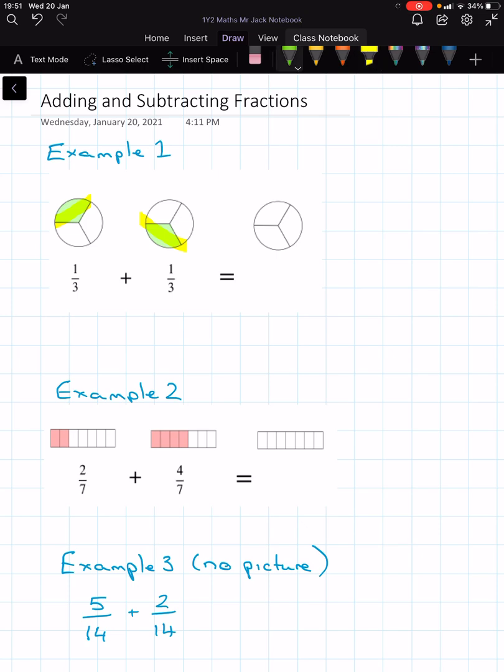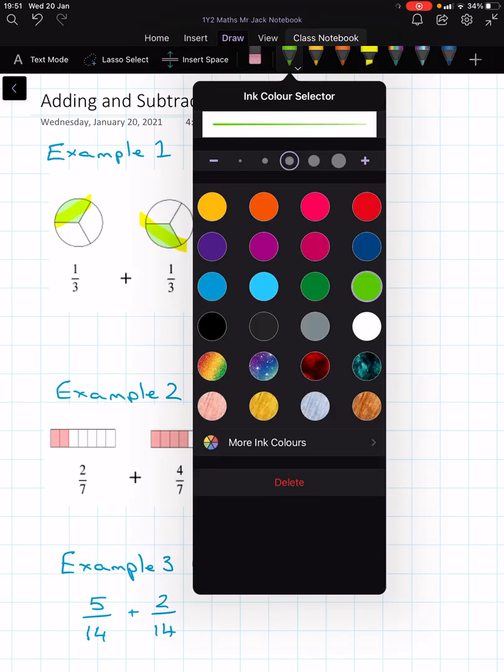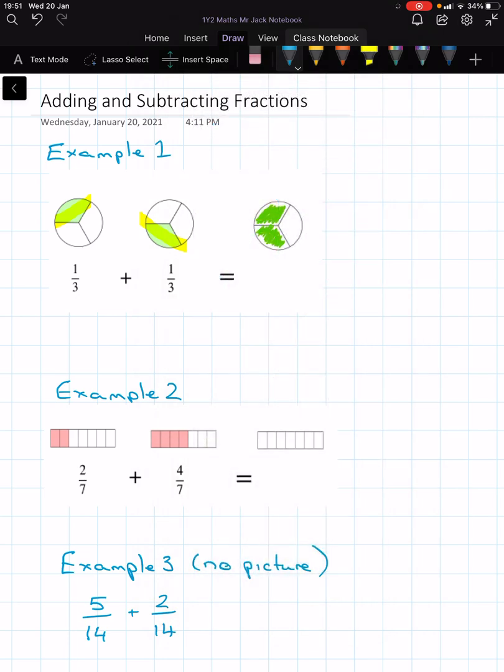If we add those two things together, I'm just going to shade this in crudely here. This would be shaded in green, as would this bit. Now if we look at that, hopefully we can see that that's how many thirds of the circle shaded in? I hope we can see that it's 2/3. Now purely in terms of numbers, 1 plus 1 equals 2.